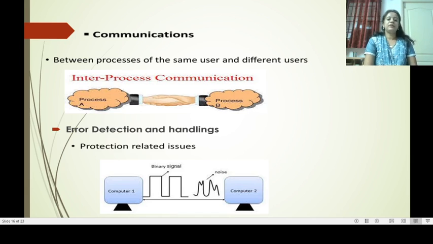Another example, when a user is using the printer and wants to take a printout, but the printer is out of papers. In that situation, the operating system should give a notification that there are no papers. That proper error detection will be done by the operating system. If the hard disk is crashed, that will also be notified by the operating system.